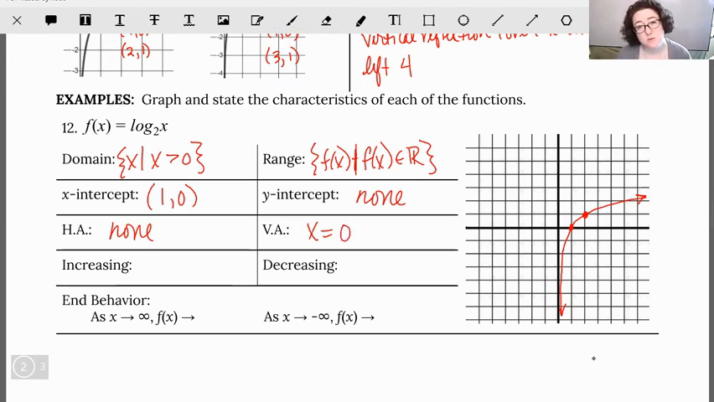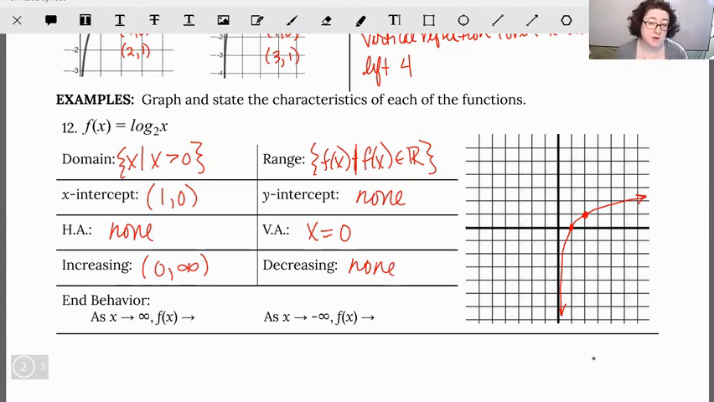Increasing, kind of like when we had exponential functions, we're going to be either all increasing or all decreasing. The whole graph, if I start walking on the left, I'm always going to be increasing, and I can't start any further left than 0. So we're increasing from 0 to infinity, and we have no decreasing sections at all.